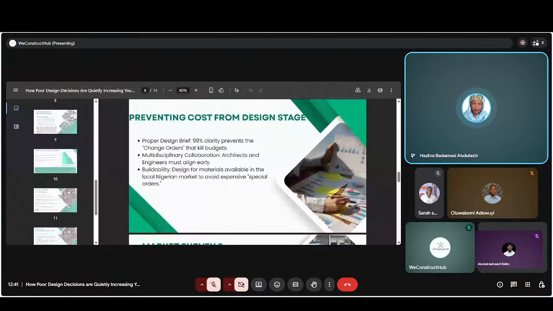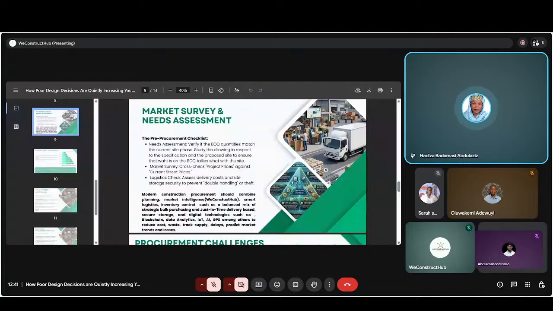So under need assessment, confirm the BOQ quantity matches the current stage of the project. As in, the current stage of the project. Let me put it this way. Maybe someone designed last year and then they did the BOQ for you last year.